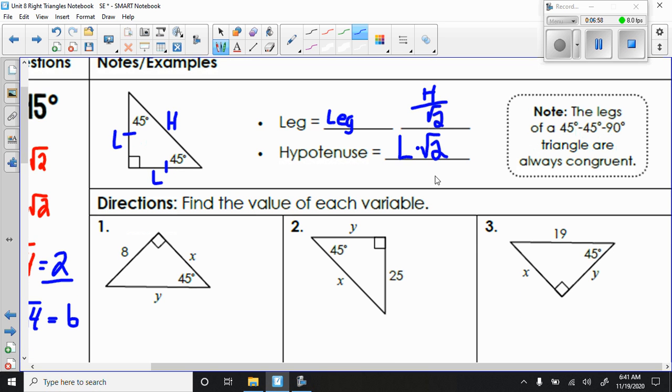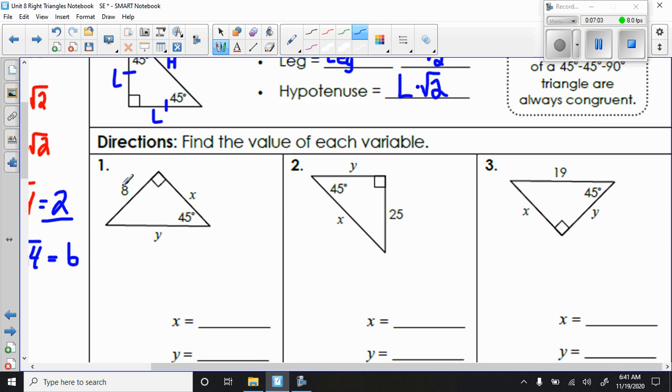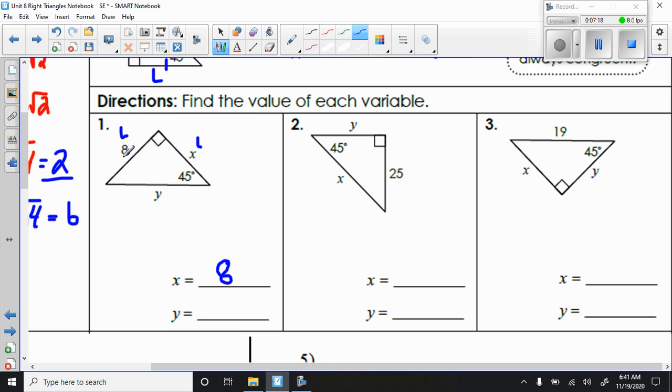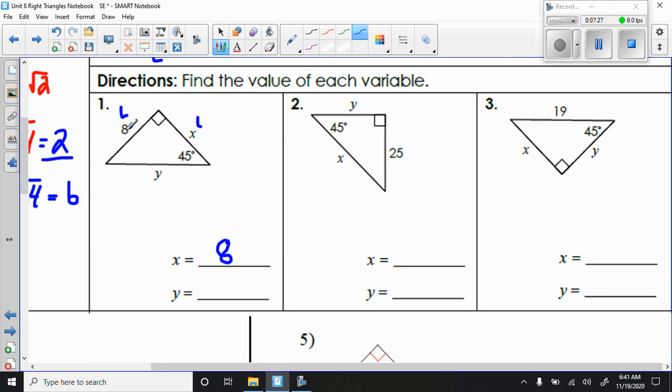All right, so let's apply these formulas to 1, 2, and 3. Number 1, this is a leg. So identify what you have. You have a leg. In the 45, 45, 90, once you have one leg, you have both legs. You are already halfway done. It's isosceles, the two legs are equal. This is the hypo, it's across from the 90. Up here it says leg times radical 2. So we will say 8 times radical 2. 8 times radical 2 are not like terms, so 8 times radical 2 is 8 radical 2. Done.